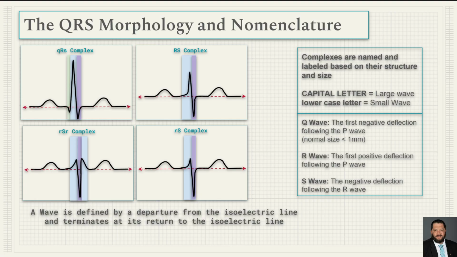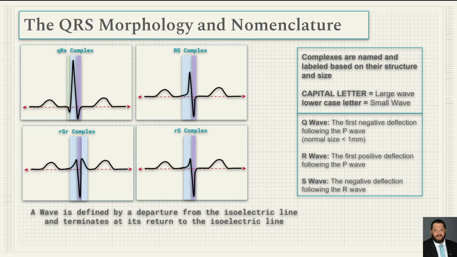So with defining the Q wave, and we'll start at the top left complex there, we note that there is a small Q wave, which is the first negative deflection of the isoelectric line following the P wave. That's denoted by a lowercase q. We see a relatively tall spike, the blue shaded area, from the isoelectric line, which is a large R. So that would get a capital R.